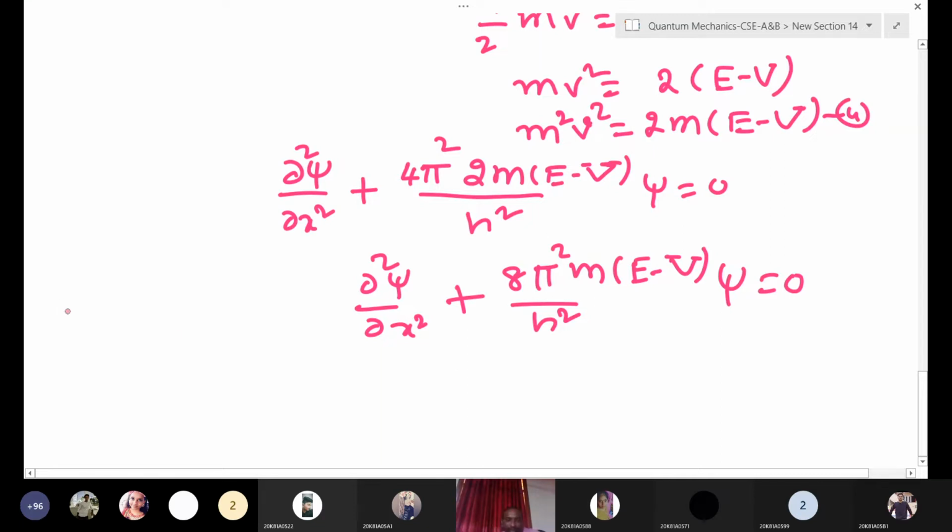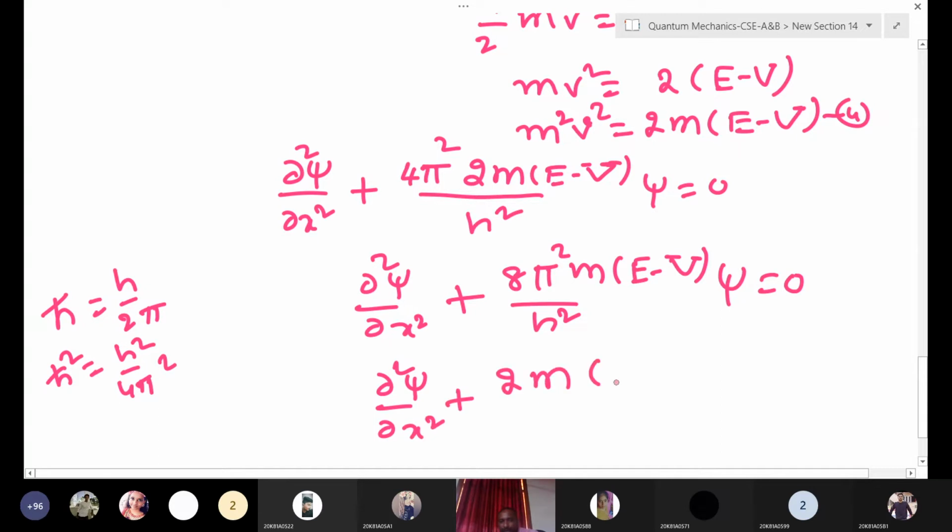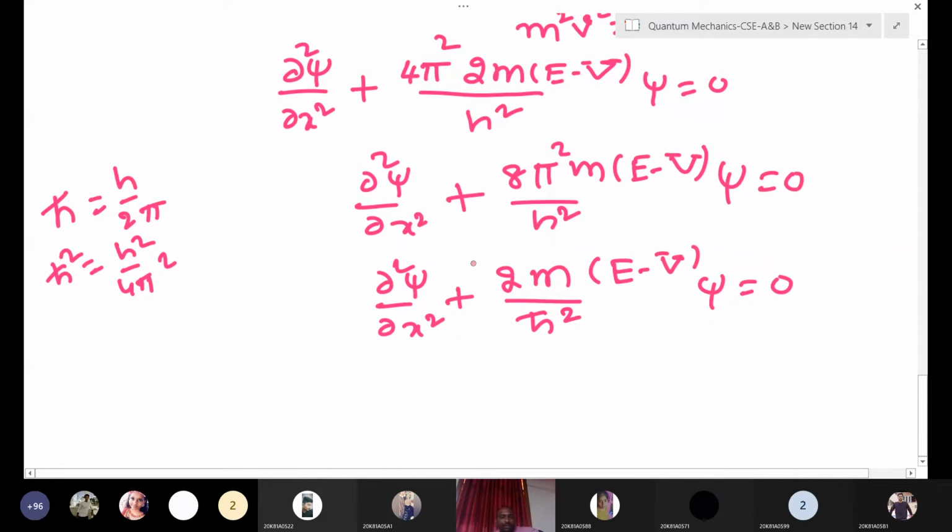Or you can simplify this one. h cross is equal to h by 2 pi, right? Now here 1 by h cross square is there, so h cross square is equal to h square by 4 pi square, just in reverse. So I am writing dou square psi by dou x square plus 2m into E minus V by h cross square into psi is equal to 0. I am just replacing h with h cross. This is the time independent Schrodinger wave equation.